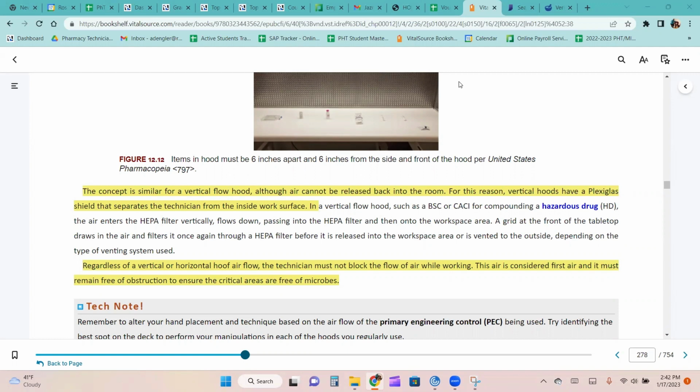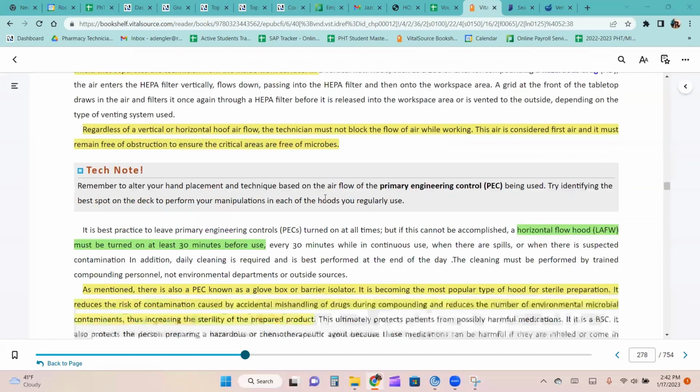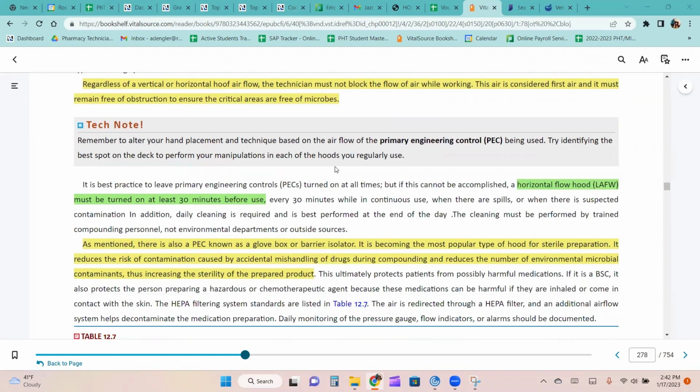Regardless of a vertical or horizontal hood airflow, the technician must not block the flow of air while working. The air is considered first air and it must remain free of obstruction to ensure the critical areas are free of microbes. A horizontal flow hood should be turned on at least 30 minutes before use, every 30 minutes during continuous use, when there are spills, or when there is suspected contamination.